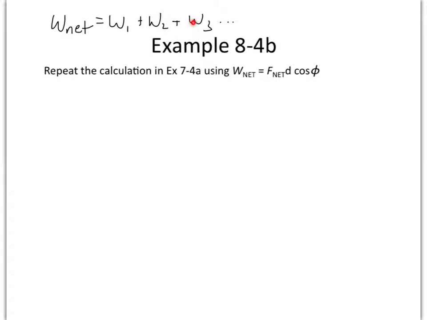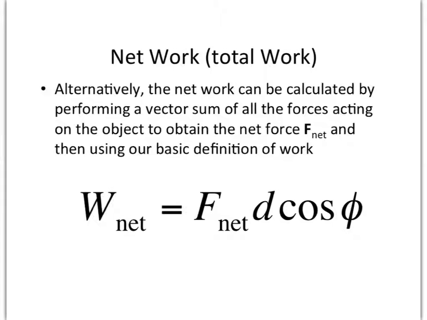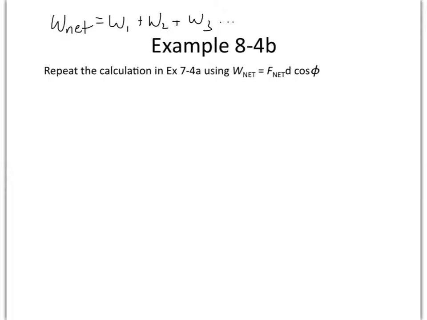There is a simpler way of doing this, and this was on the previous slide in our notes as well. The other way we can describe the net work on an object is simply the net force on an object times the distance that it travels times the cosine of the angle between them. So we don't need to do all those individual works separately. Let's just find the net force, multiply it times the distance and the angle between them, and then we have our net work. So let's go ahead and do that for example 8.4b.